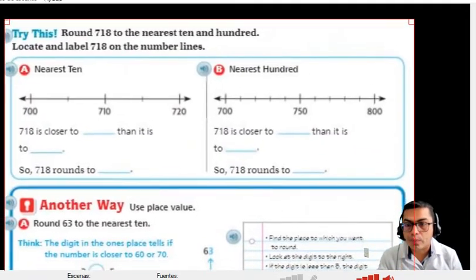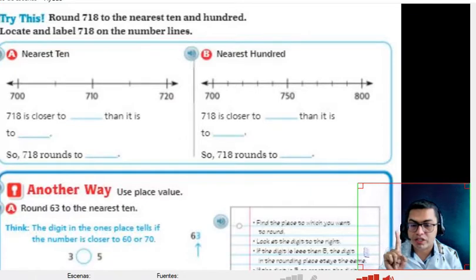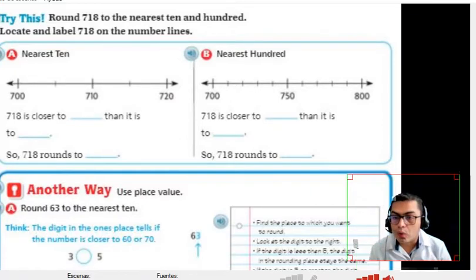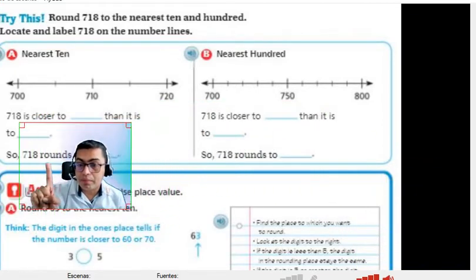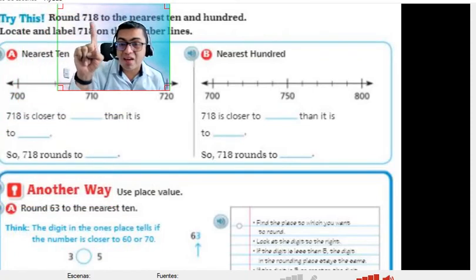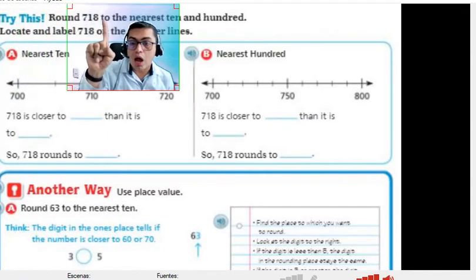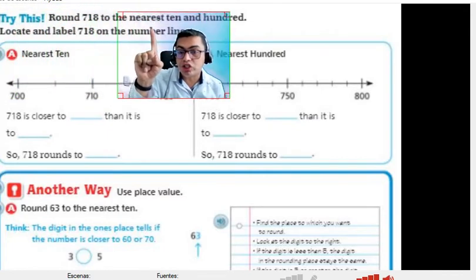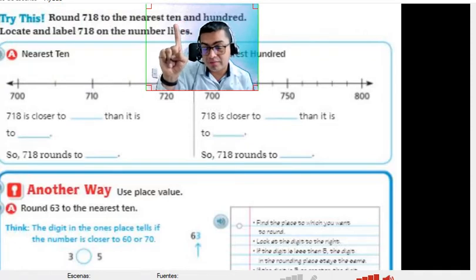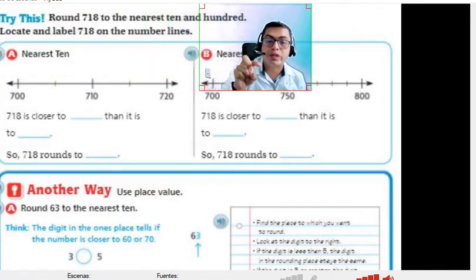Okay, so now this page is the number 10. So we have the same. Pay attention. Now it's telling you to round 700. Remember to read this part. Round 718 to the nearest 10, like the first example, and 100 like the second one.